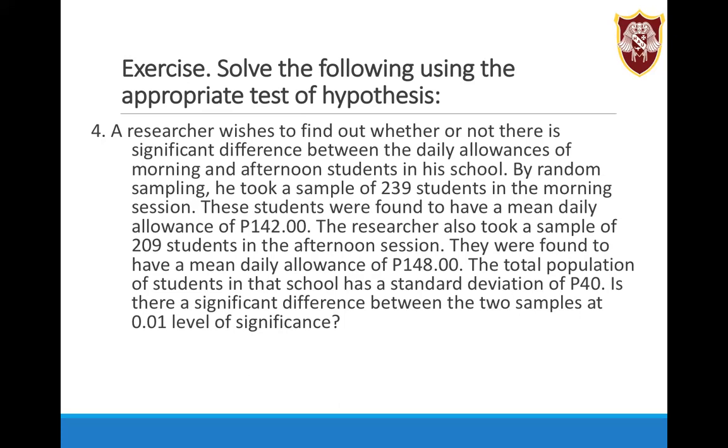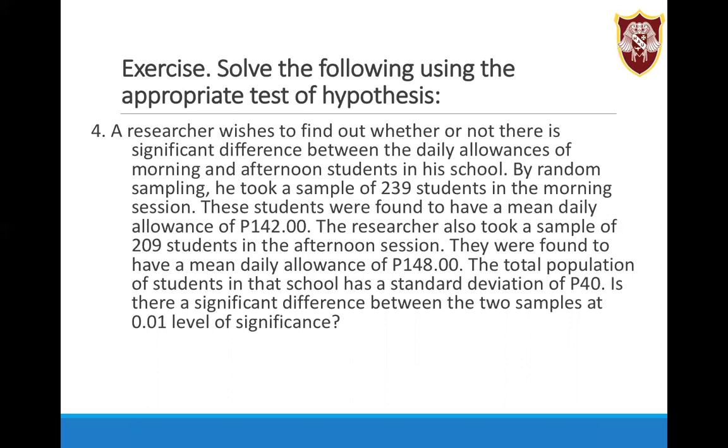The researcher also took a sample of 209 students in the afternoon session. They were found to have a mean daily allowance of 148 pesos. The total population of students in that school has a standard deviation of 40 pesos. Is there a significant difference between the two samples at 0.01 level of significance? Okay, so analyze the problem.